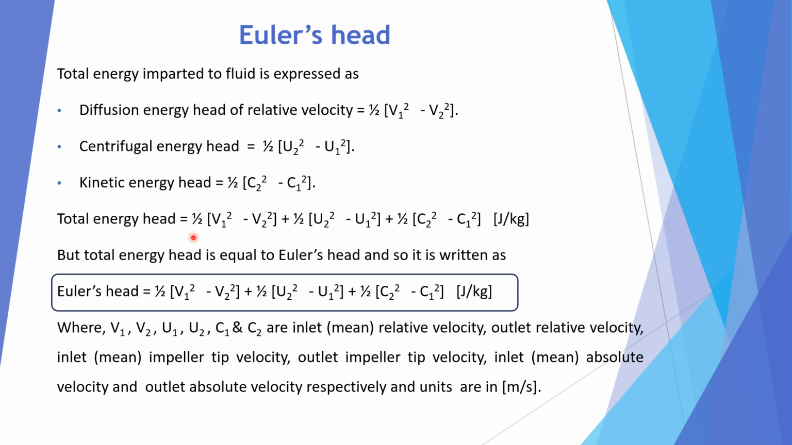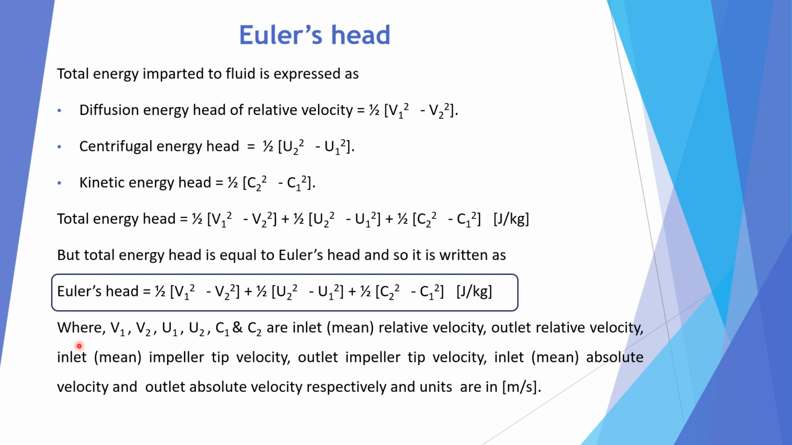The unit is joule per kg, because velocity is in meter per second. So this is head, but the total energy head is equal to the Euler head, and it can be written as Euler head equals half into [v1 square minus v2 square] plus half into [u2 square minus u1 square] plus half into [c2 square minus c1 square], in joule per kg. Where, what are these?